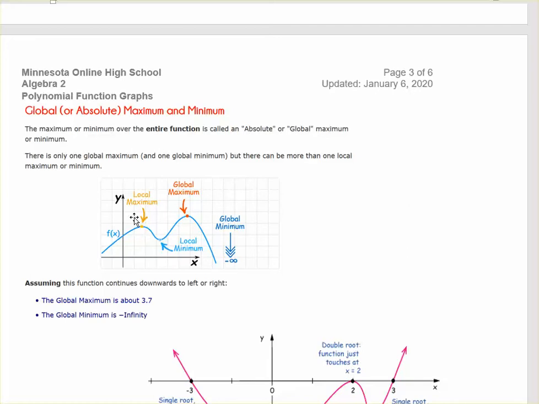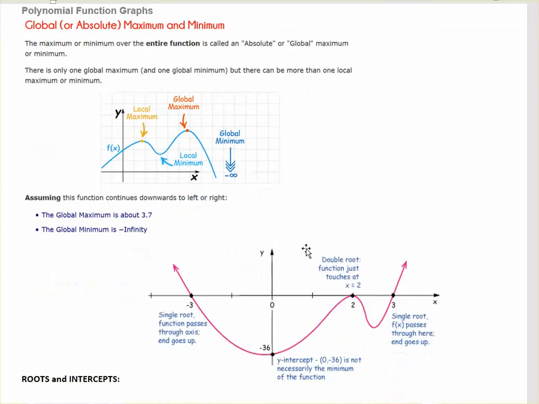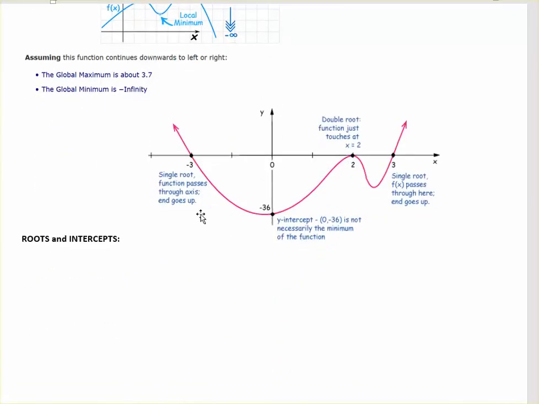But you can also have local maximum and local minimum. That's just within a region. You might have a small point within this section here, or you might have a maximum within this section here. So it's like a high point or a low point. And you can find those points, you can estimate them from the graph.